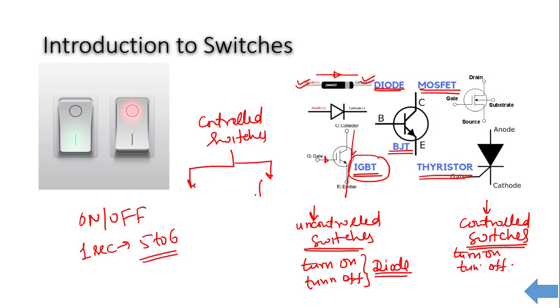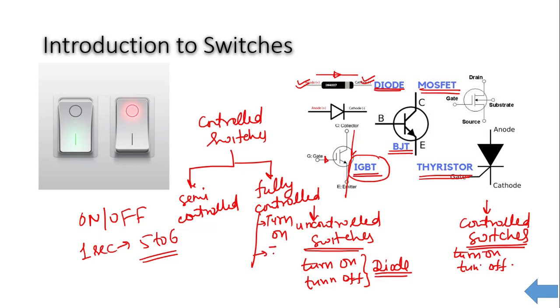One, you could say fully controlled, and the other one will be semi-controlled. So what do you mean by semi-controlled and fully controlled? Fully controlled are those switches where turn on and turn off both are controlled. Means once you provide the gate current, they will turn on, and once you remove the gate current, they will turn off. So you could say those switches are fully controlled.